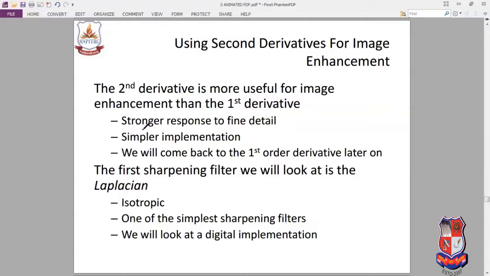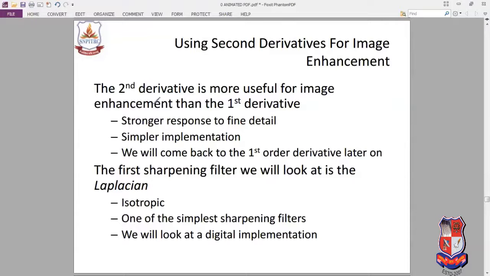So we generally use the second order derivatives for image enhancement. And why? Because it has a stronger response to fine details, as we have just seen. It is simple to implement, as we will see later on. And once we are done with the second order derivative, we will look at the first order derivative.